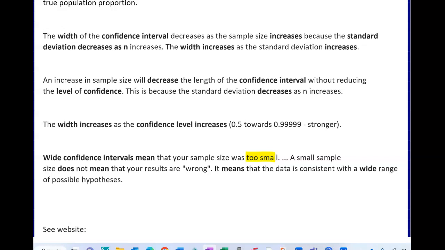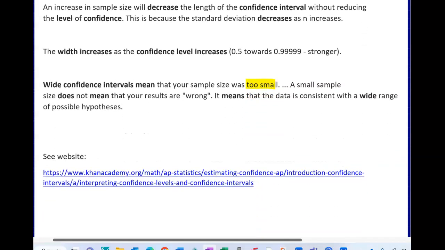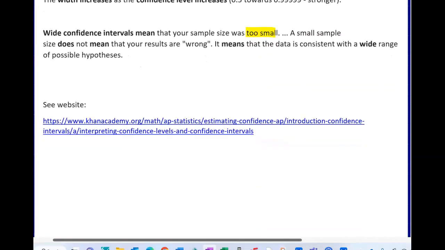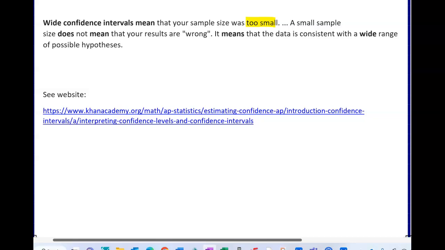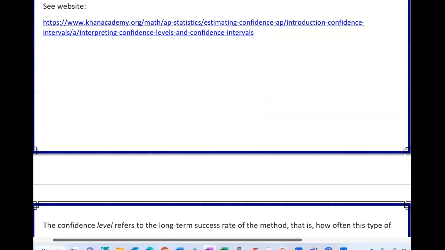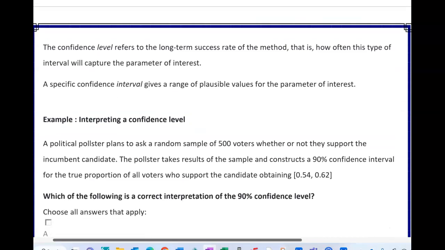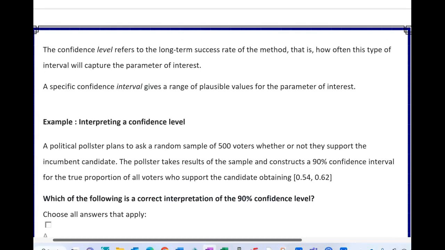So there is a website that might be helpful. At some point you can have a look through Khan Academy, which gives you a slightly different explanation. I have stolen a couple of questions from there that also might be helpful.